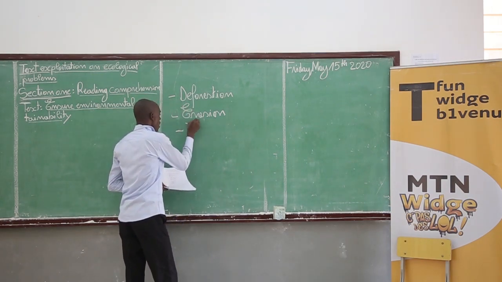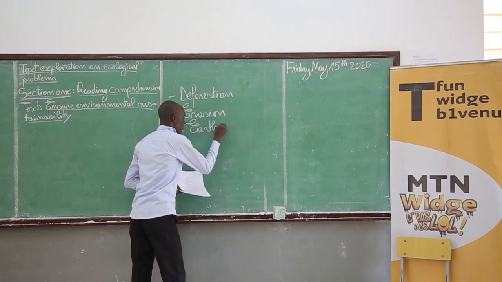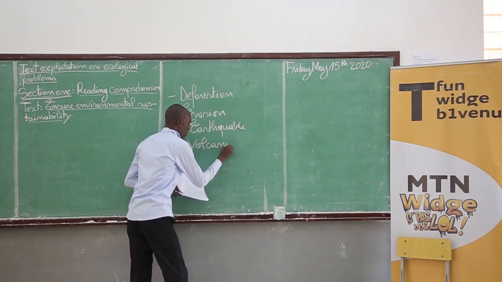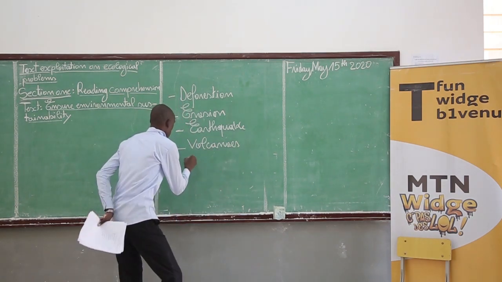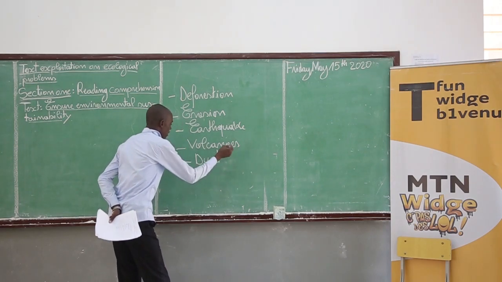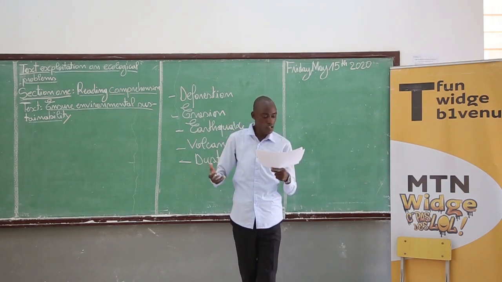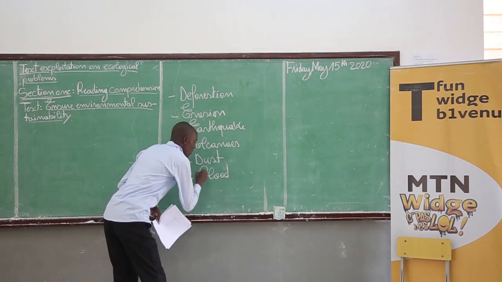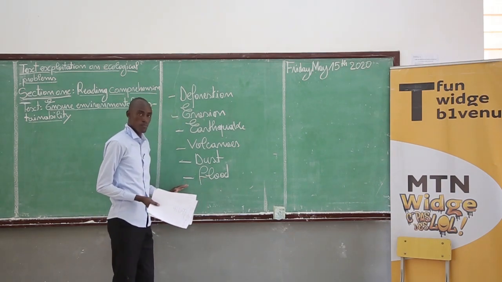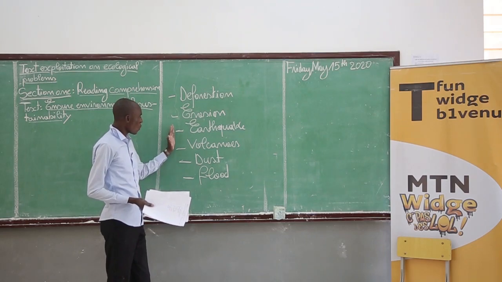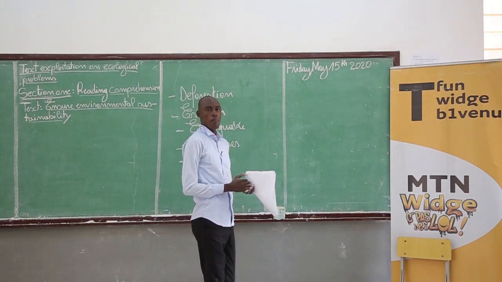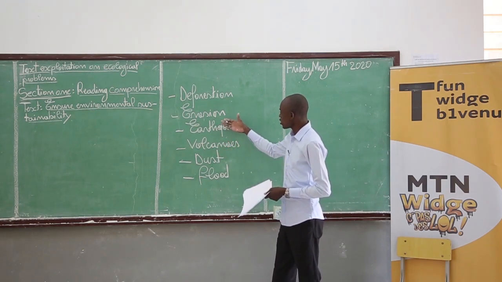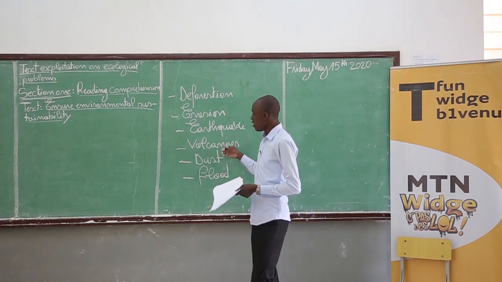Okay, we have also earthquakes. Yes, we have also volcanoes. We have also dust. Yes, there are many ecological problems. There are also floods. Okay, these are ecological problems. These problems are caused by nature or by people. Now, today we are going to talk about these problems in a text.